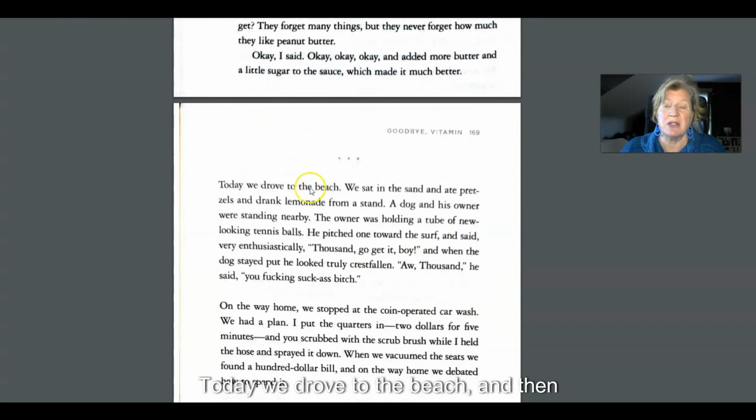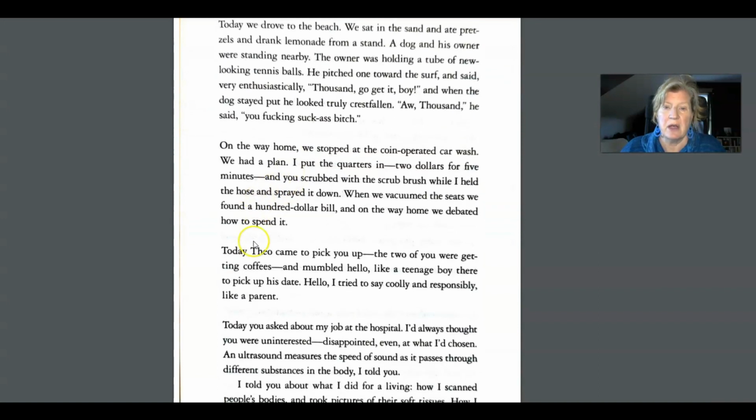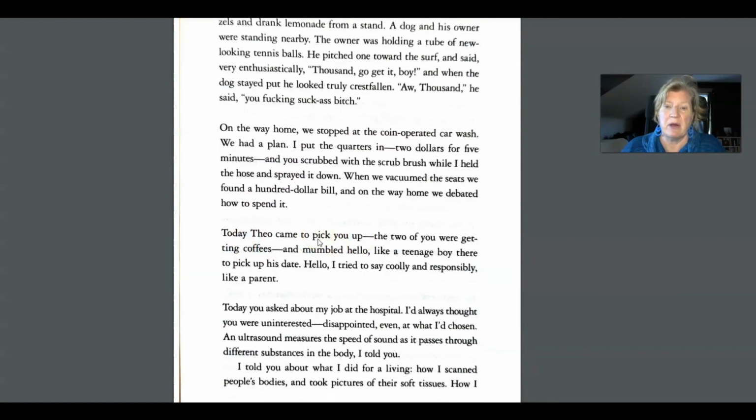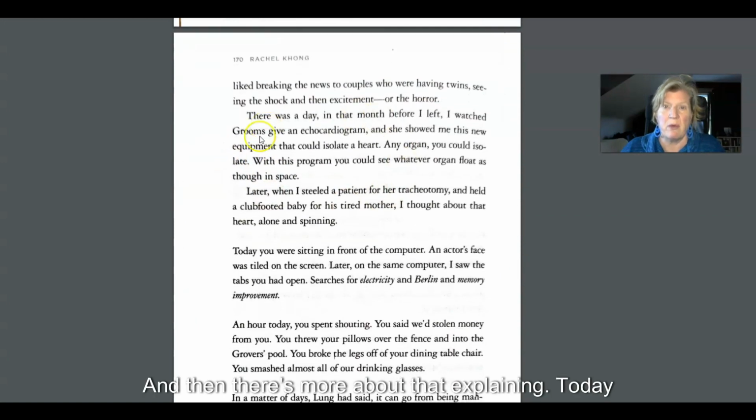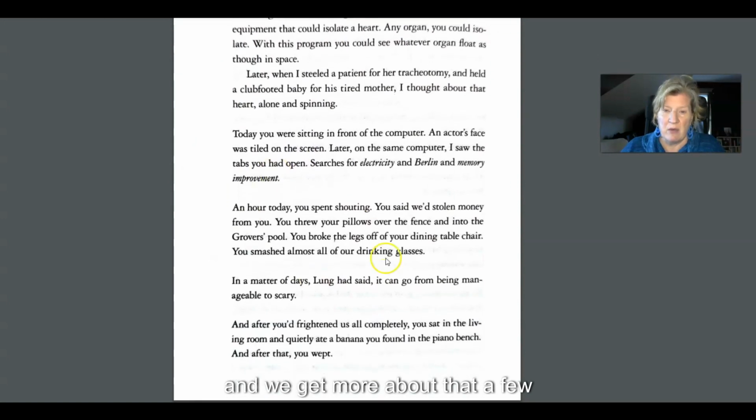Today we drove to the beach. And then there's the story of that. Today Theo came to pick you up. Today you asked about my job at the hospital. And then there's more about that explaining. Today you were sitting in front of the computer. And we get more about that.